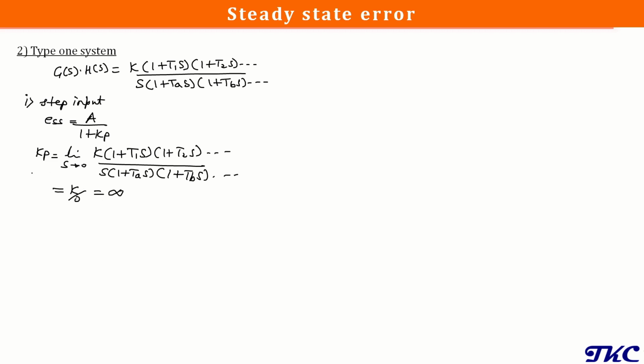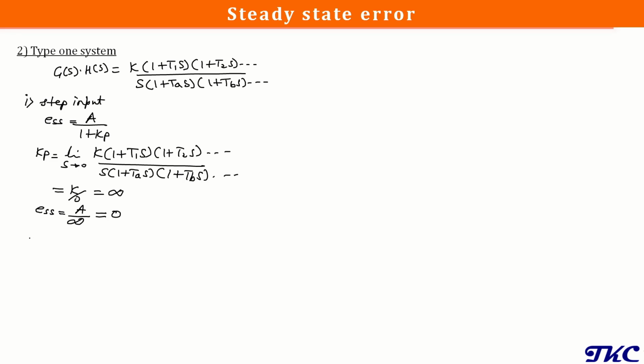So here we can see that the positional error coefficient is infinity for step input when we are considering a type 1 system. Now let's find the steady state error. It will be equal to A by infinity. Whenever we are having anything divided by infinity, that is going to give us a 0 value. So we can see that for a type 1 system, considering step input, we are having steady state error as 0.